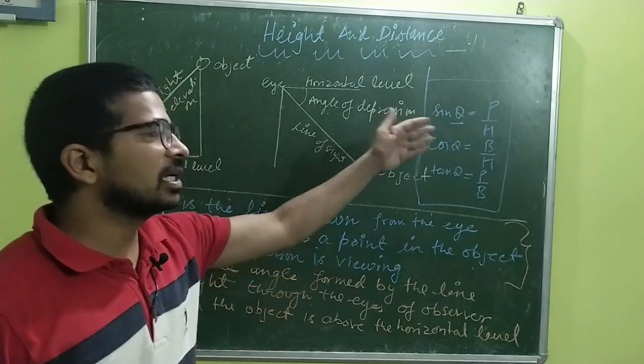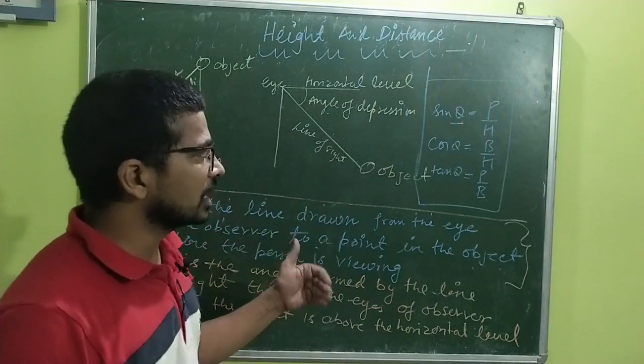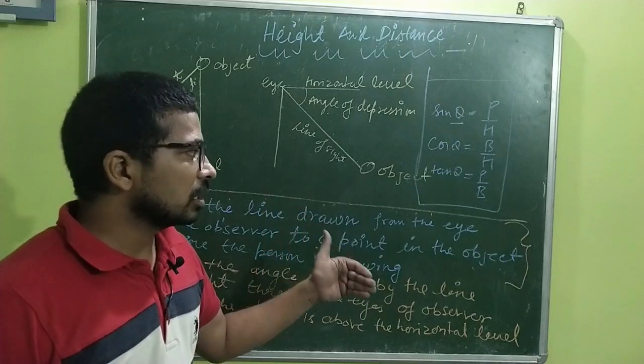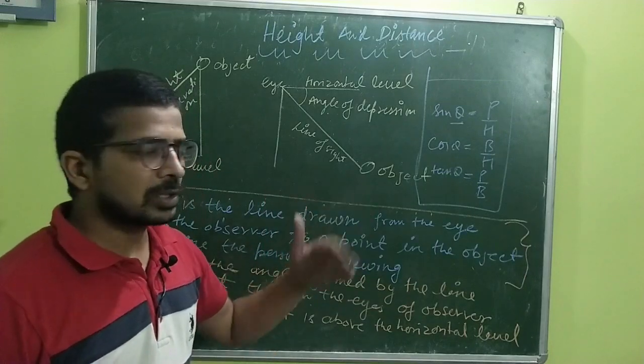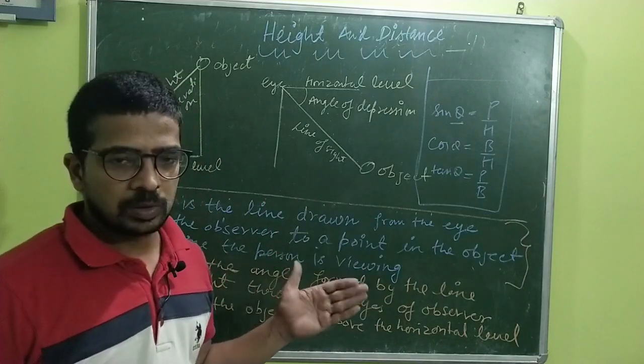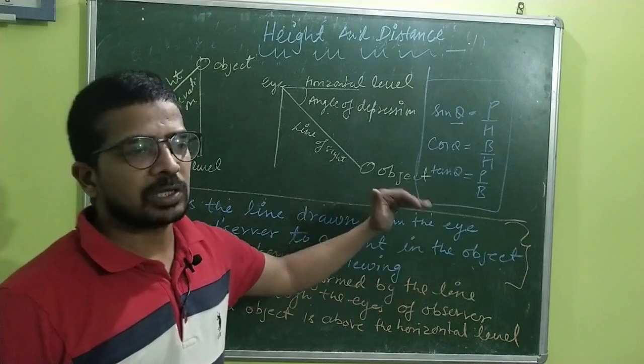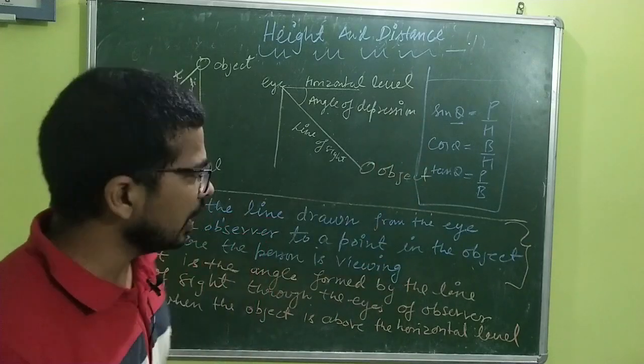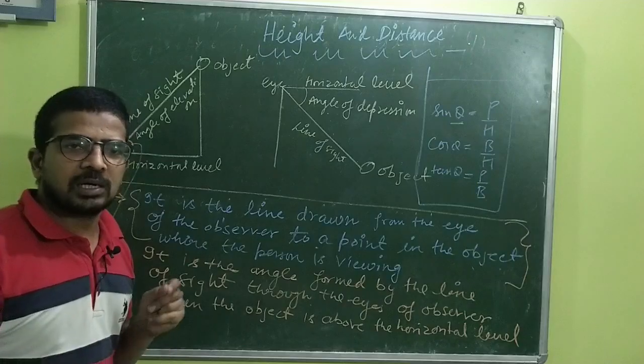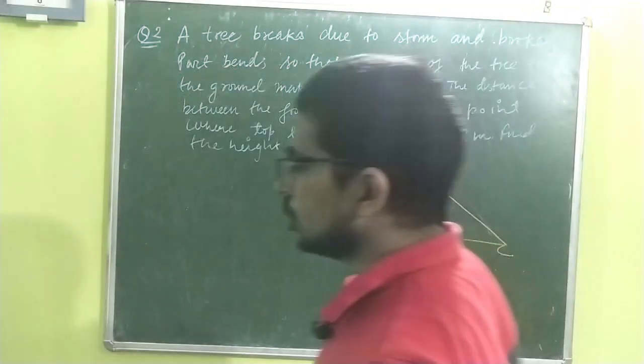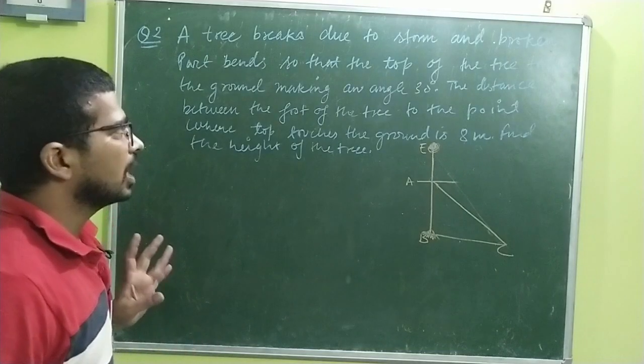But still the other three trigonometric ratios you know about: cosec, cotangent or cot, and sec. They are just the reciprocals of these. Okay, so now I will take the second question of the NCERT itself.